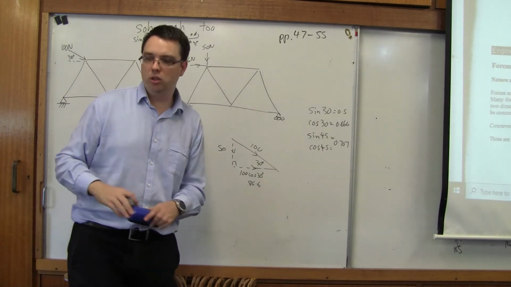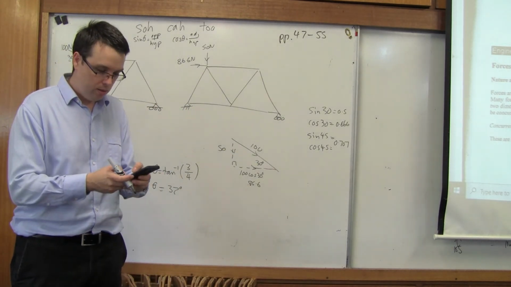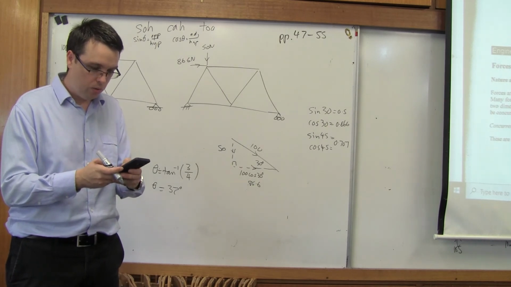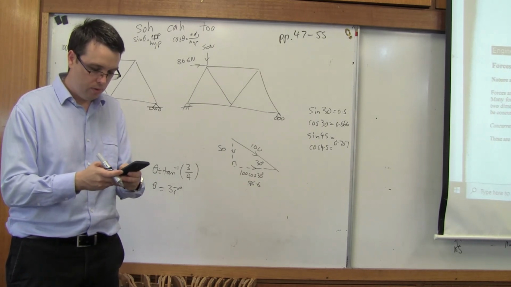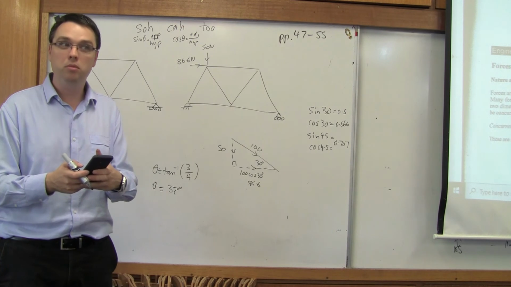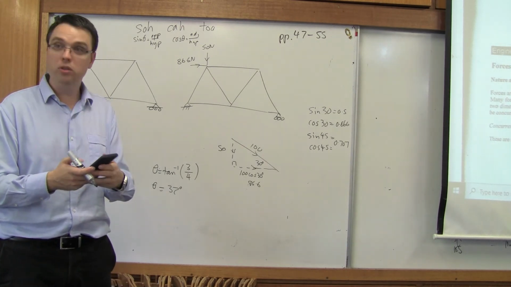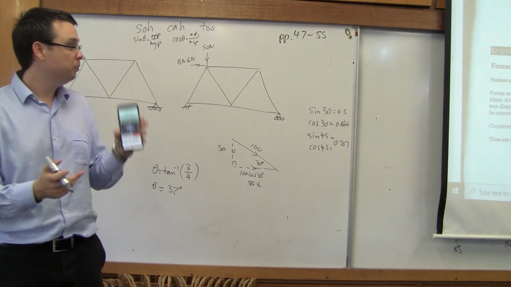I've just memorized. You can type these into the calculator, right? You can just type in sine 30 equals 0.5 every time. Cos 30 equals 0.866 every time. Sine 45 0.707 every time. Doesn't change. Okay.